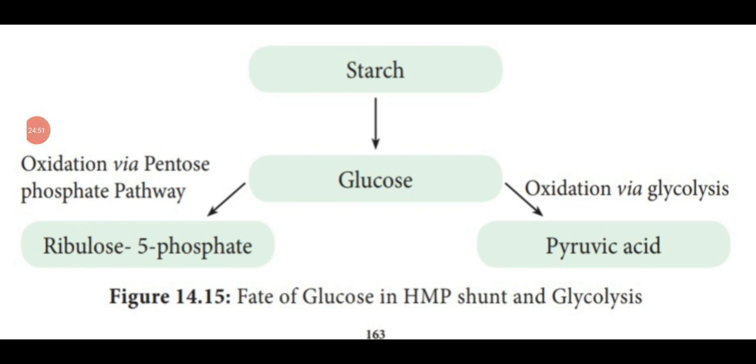Dear students, see the flow chart. Fate of glucose in HMP shunt and glycolysis. First one, starch is converted into glucose, via the oxidation process of the HMP pathway or pentose phosphate pathway converted into ribulose 5-phosphate. But in glycolysis, by the oxidation process, it produces pyruvic acid. So those are the two processes which take place in glycolysis and the HMP pathway.